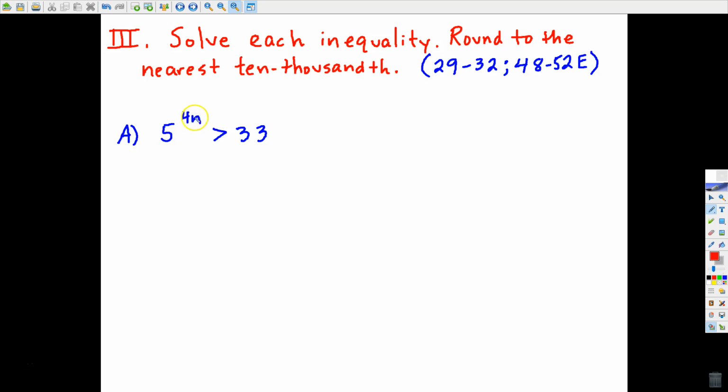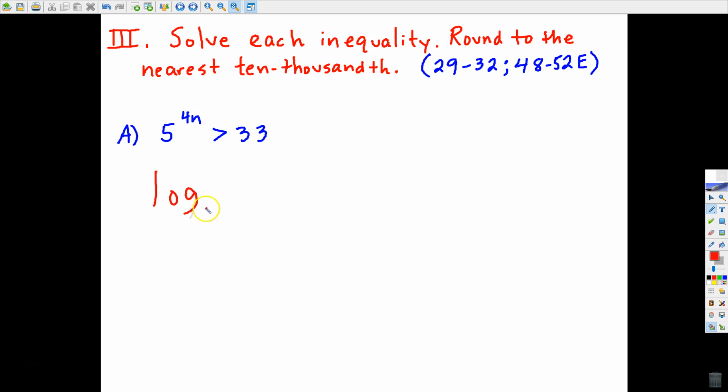The variable n and then the inequality is pointing at 33. Do you see that? It's like n is greater than 33 in a way. When I change this into log form, I have to maintain this positioning with the inequality. N still should be greater than 33 when I convert it to log form. Okay, let me show you what I mean.